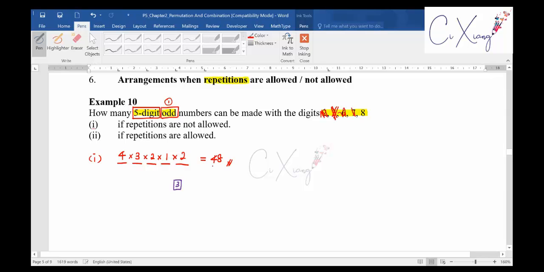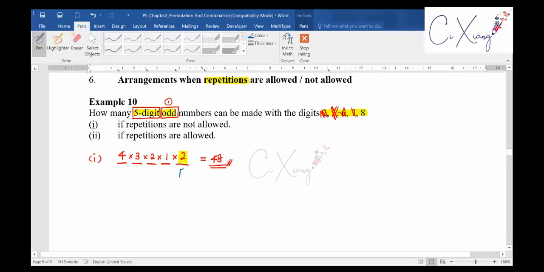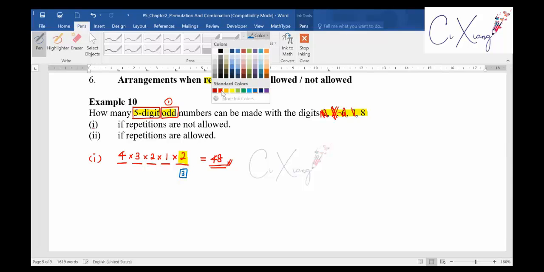So you can see that in this process, I try to fill in the last digit so that I can form the odd number. For the last digit, there are only 2 numbers that are possible for you to put in, which is the 3 or maybe the 7. So this is how I do it.